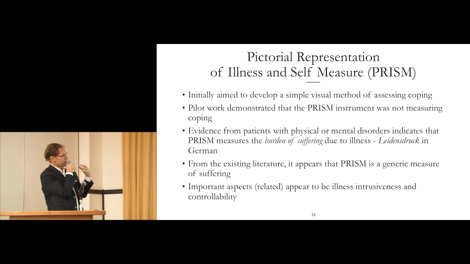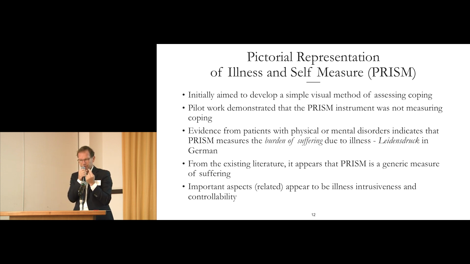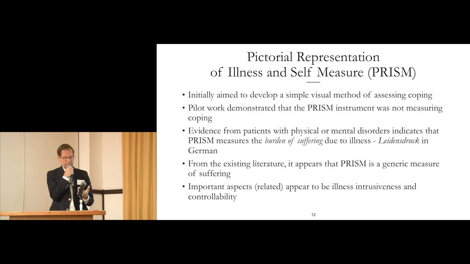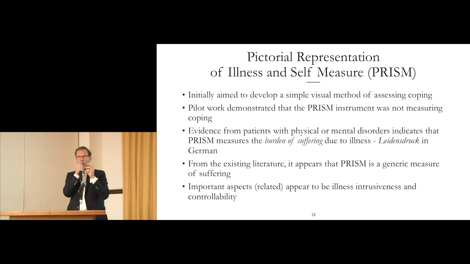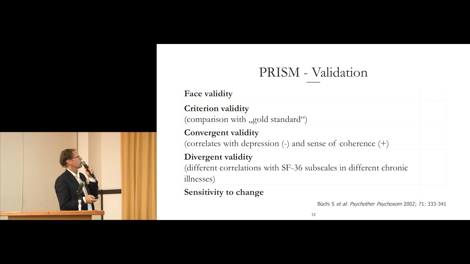and now, with years going on doing research, we believe that PRISM is a generic measure of suffering, and that important aspects of this suffering have to do with illness intrusiveness, controllability, but also loss of roles. That's also a very important aspect of suffering.